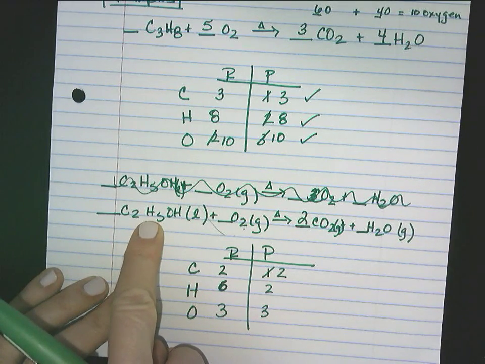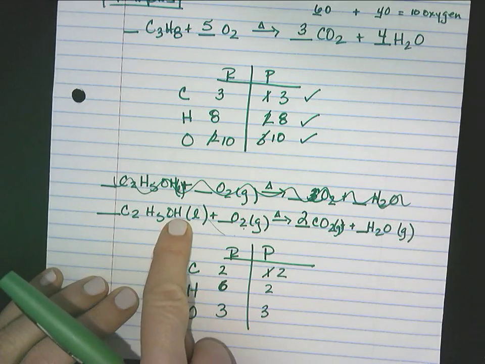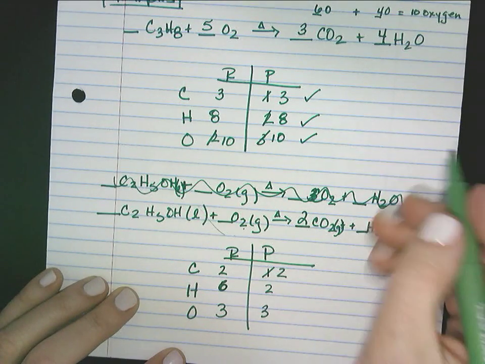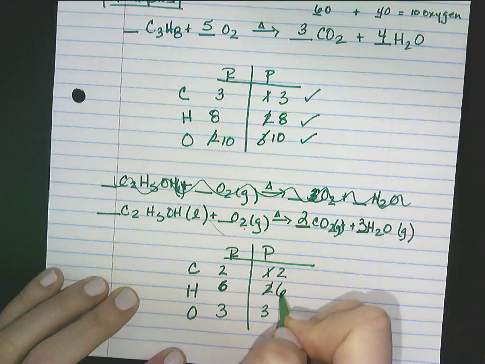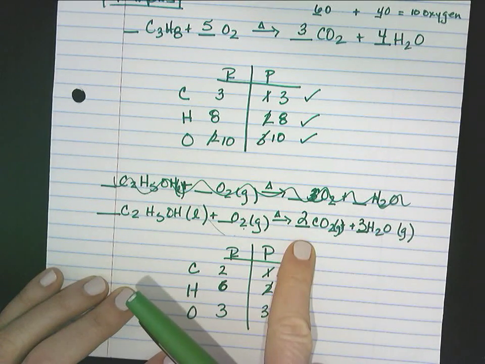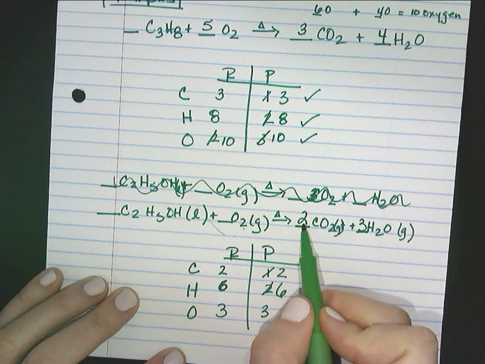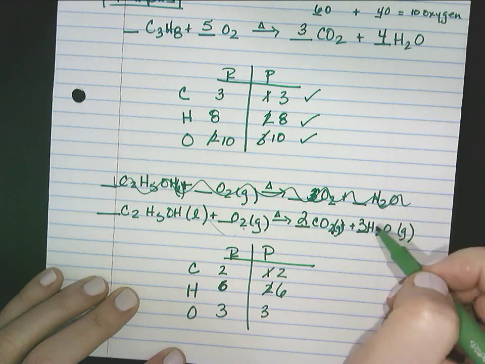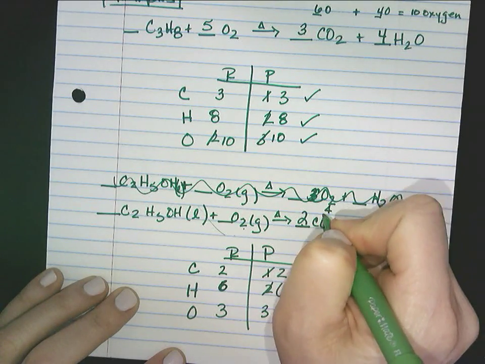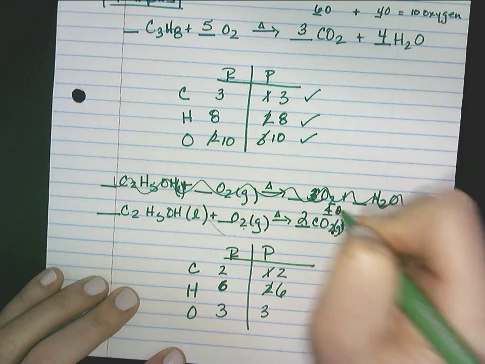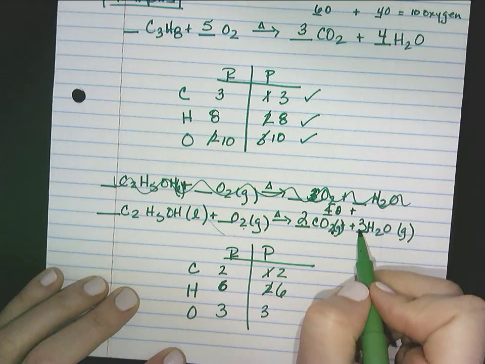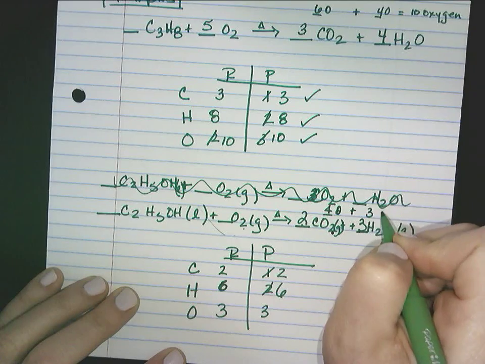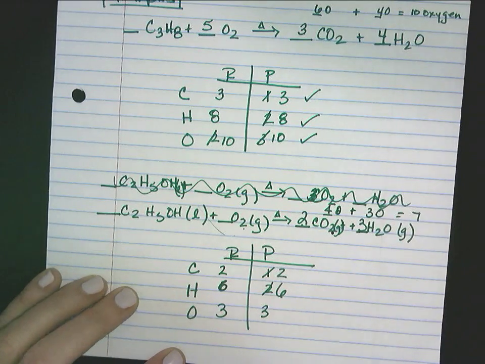We have 6 hydrogens here. We have 2 hydrogens here, so we can add a 3 to make it 6 over here. And let's see what it did to the oxygen in the products. So now we have 2 times 2, which is 4 oxygen, plus 3 times 1, which is 3 oxygen, equals 7.